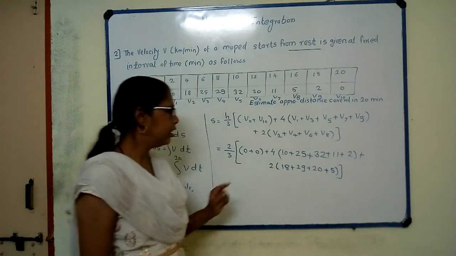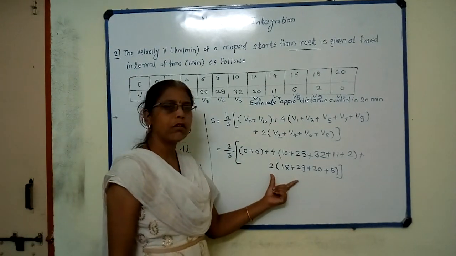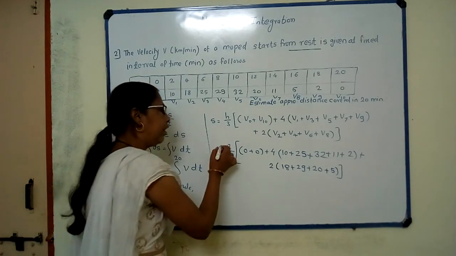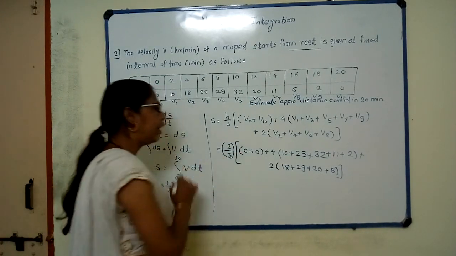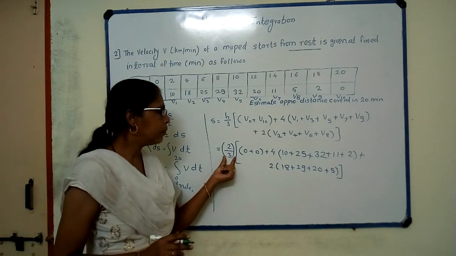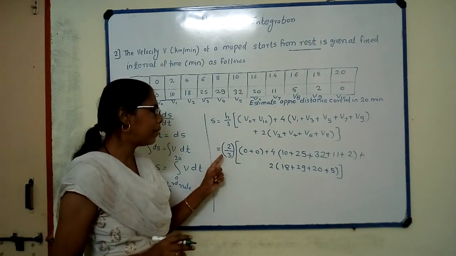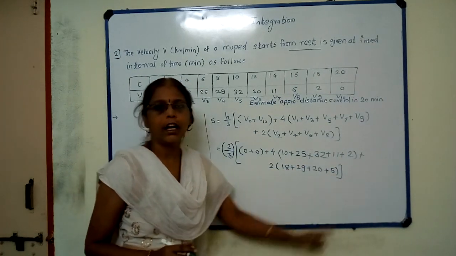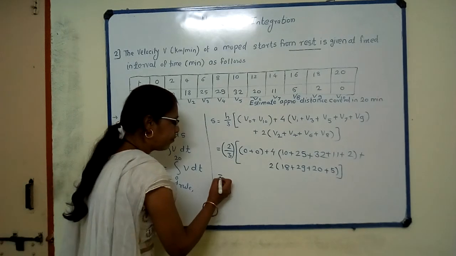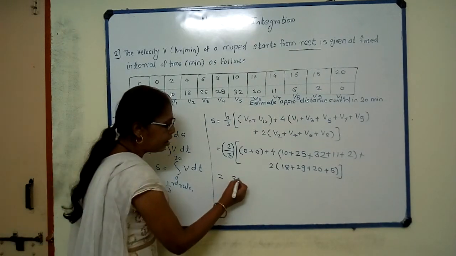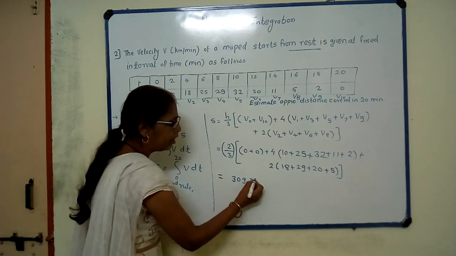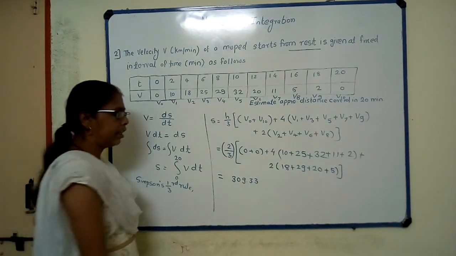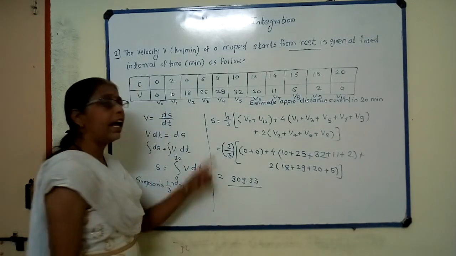using the calculator. Firstly we have to solve this bracket, then multiply by 2, divide by 3. Or if you want to calculate at a time, then use bracket here, 2 by 3 bracket, again bracket, and this bracket is completed twice. After simplifying this, the answer will be 309.33. So this is nothing but S.